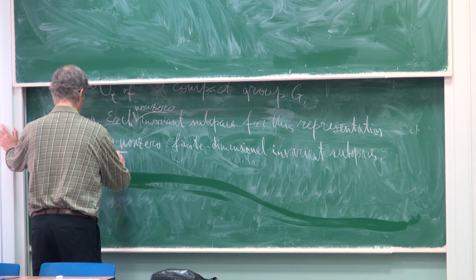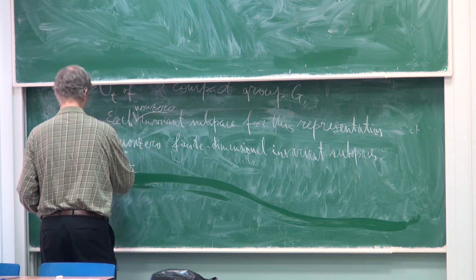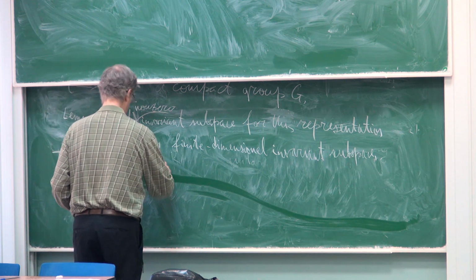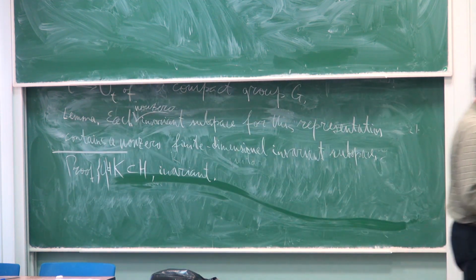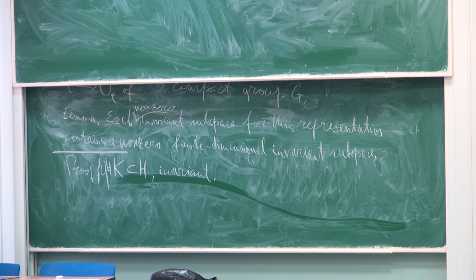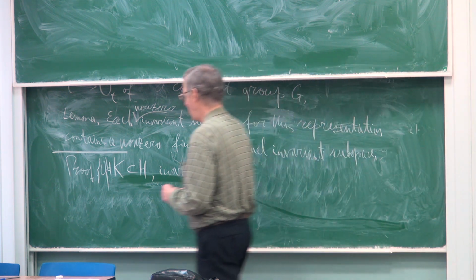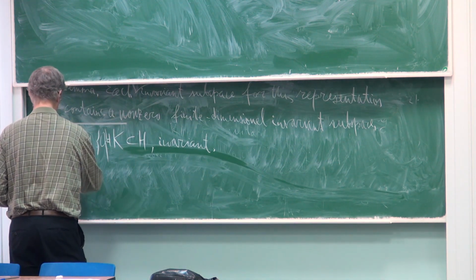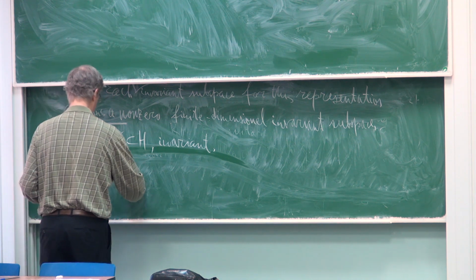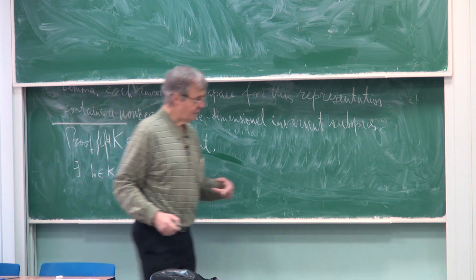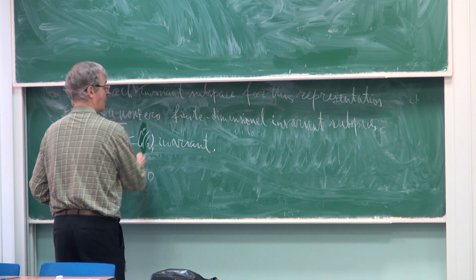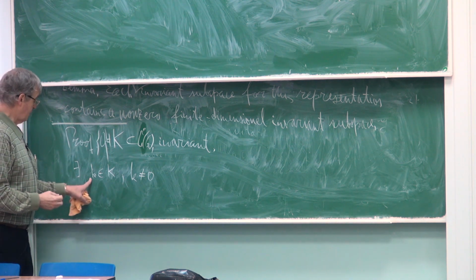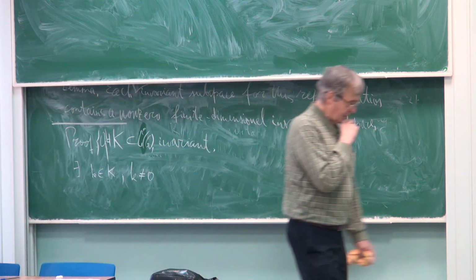Consider an invariant subspace K, non-zero. Since it is non-zero, well, there are non-zero functions there, so there is a function k in K which is not zero, and H here is L2. So there is a non-zero function there, and since it's non-zero, it must have a non-zero scalar product with some continuous finite dimensional function.